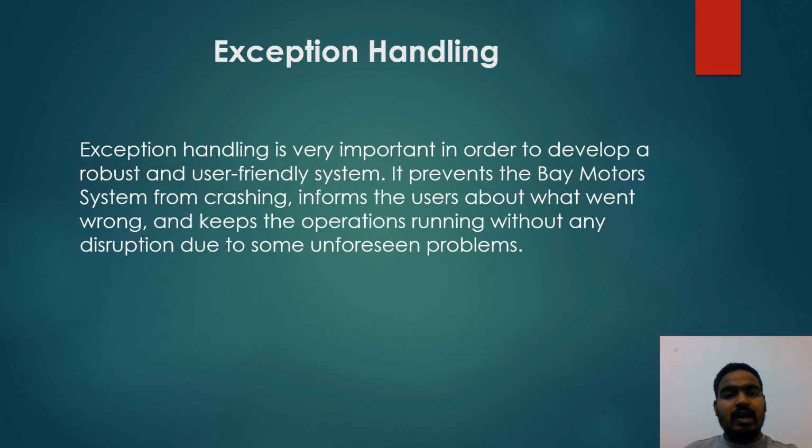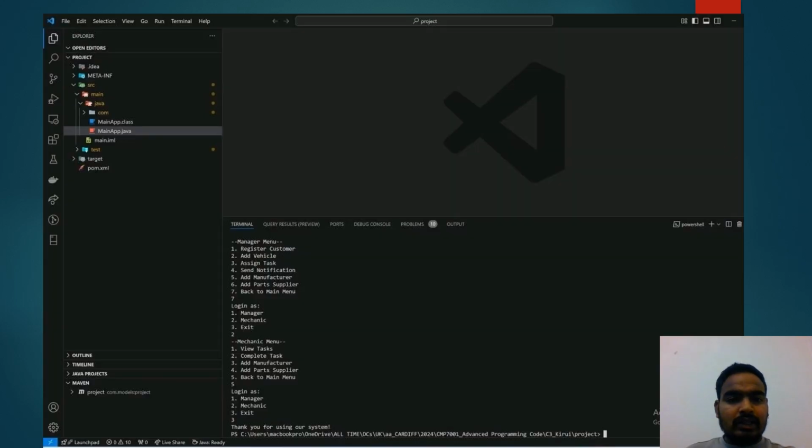Task assignment and completion validates task IDs during assignment or completion. If an invalid task is entered, the system catches the error and notifies the user. This avoids assigning tasks to non-existent vehicles or mechanics. And this is the input for the code.